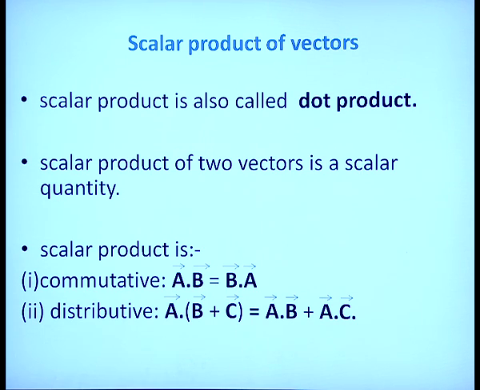The scalar product is also commutative. That means A dot B equals B dot A. It is also distributive. That means A dot (B plus C) equals A dot B plus A dot C, as you can see on your screen.